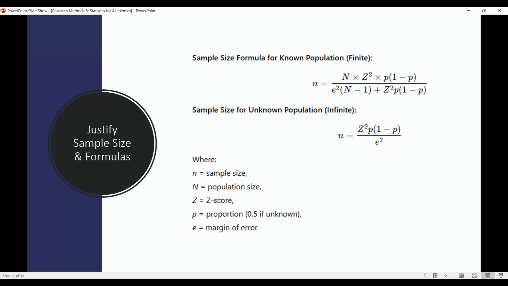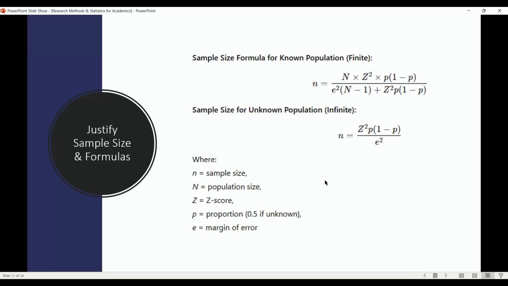In case you don't know the population size, say, for example, the number of people who are using e-commerce platforms for buying products, obviously it goes beyond millions and billions, and there is an infinite population. In such a case, you have to use this formula, and this will come around 385, which means if you collect data from more than 385 samples, that is more than sufficient to justify your sample size. That's very important. So 385 is a magic number.